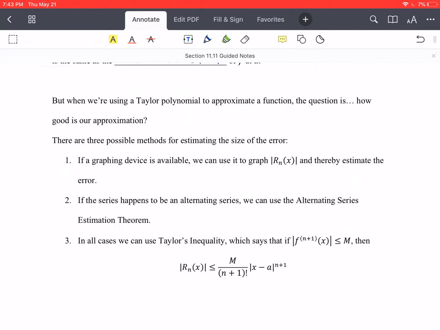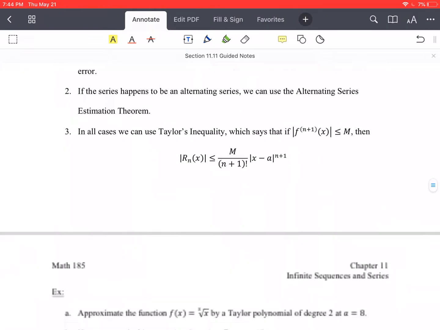Two, if the series happens to be an alternating series, we can use the alternating series estimation theorem. And then three, in all cases, we can use Taylor's inequality, which says that if the absolute value of the n plus 1th derivative is less than or equal to M, so it's bounded above there, then the absolute value of the remainder is also bounded above. And then we can use that to determine the value of the error. Okay, so let's look at an example.